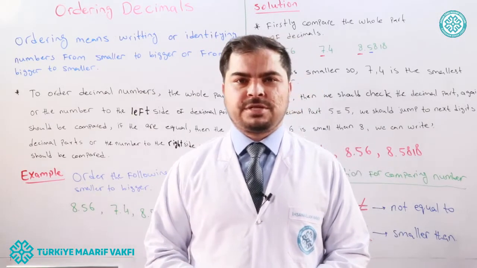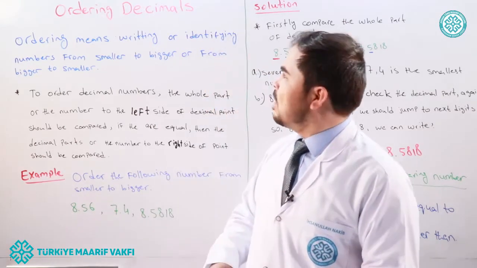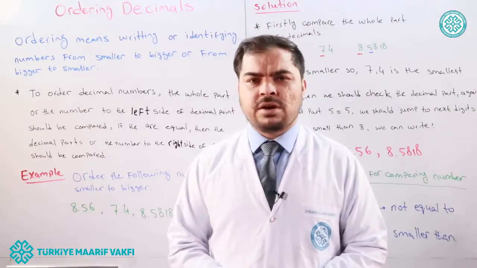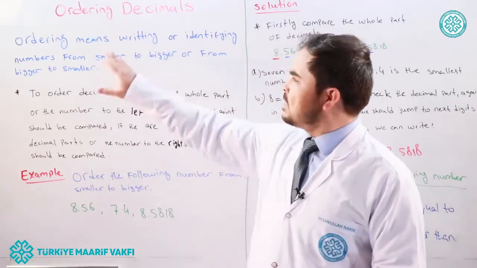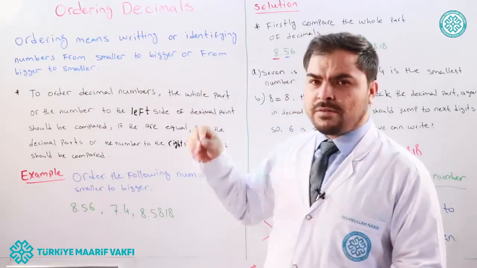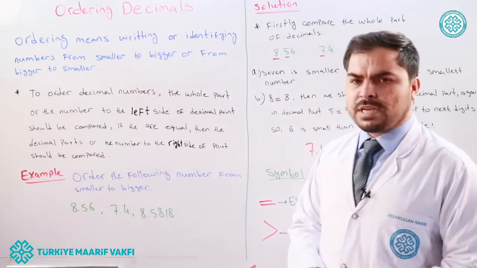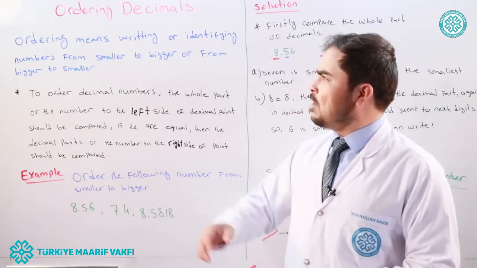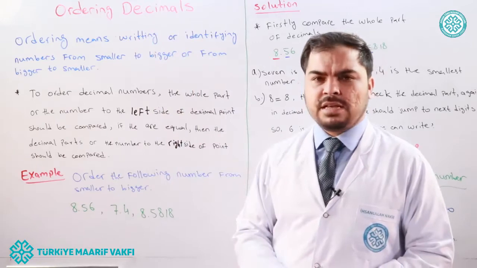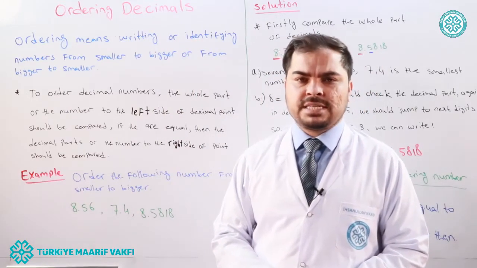Hello dear students, today our subject is mathematics and our topic is ordering decimals. What does ordering mean? Ordering means writing or identifying numbers from smaller to bigger or vice versa, from bigger to smaller. Here we have some rules, and first of all we will talk about decimals and then go to the rules. Decimals are numbers which are not complete and have points.